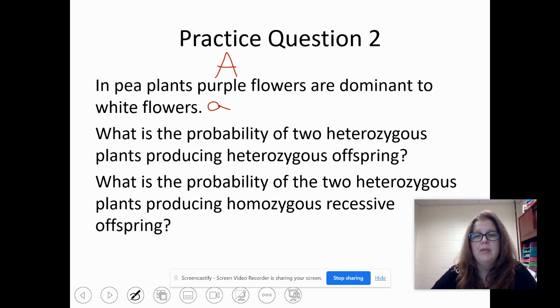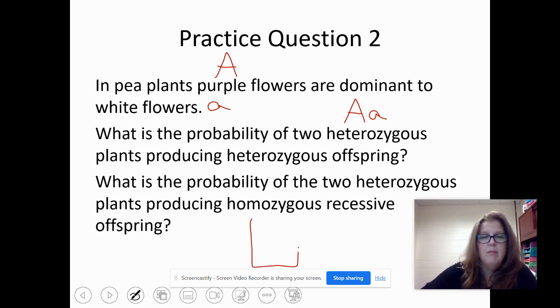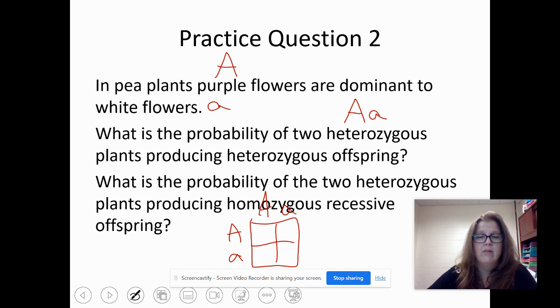So what is the probability that 2 heterozygous plants produce heterozygous offspring? Heterozygous, remember, means different. So you have one dominant and one recessive. Both parents are the same. So let me make my Punnett square down here. Dominant, recessive for parent 1. Dominant, recessive for parent 2.